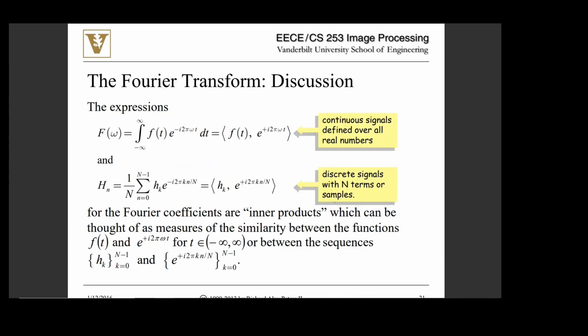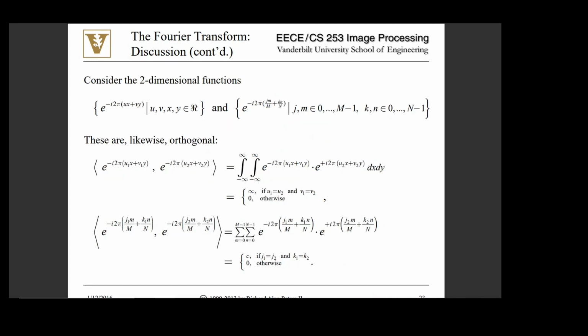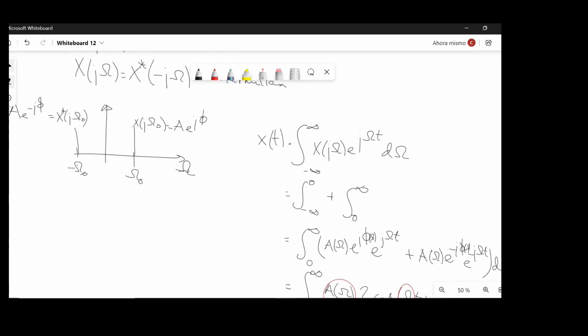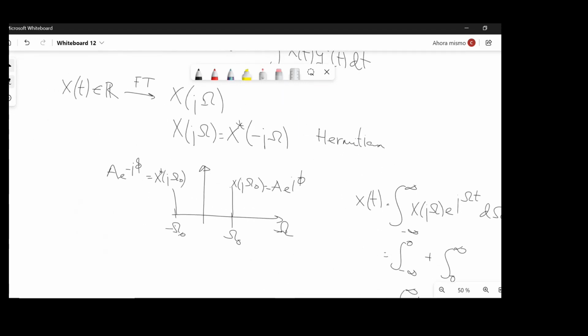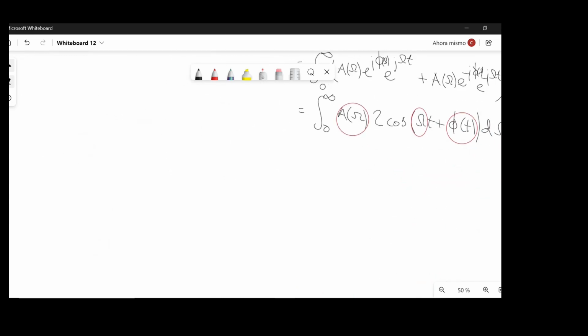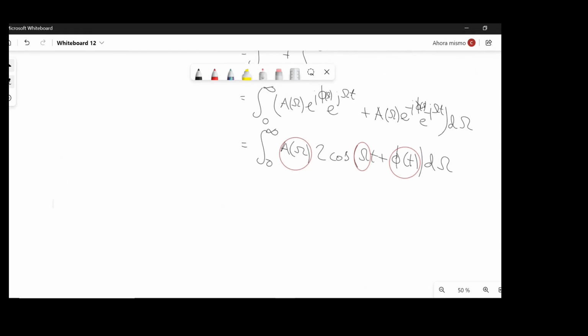Okay, so now we have to extend all this theory that we have developed for 1D signals to 2D signals. All this is 1D still. So let's come back. What is the basis function in the Fourier space? Actually, before we go to two dimensions, let me finish with something.